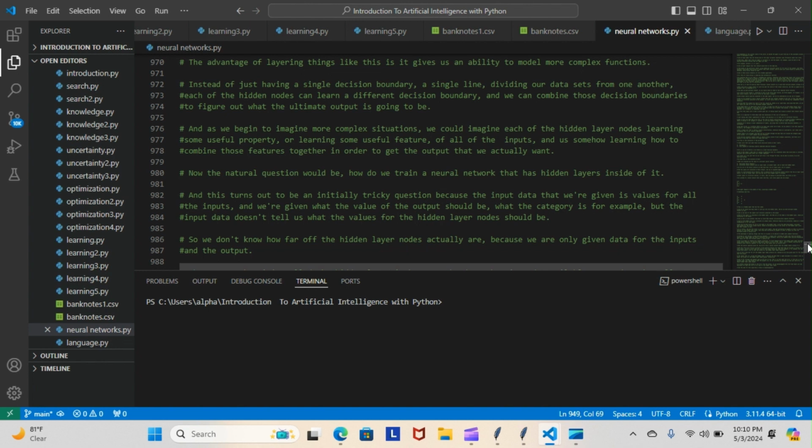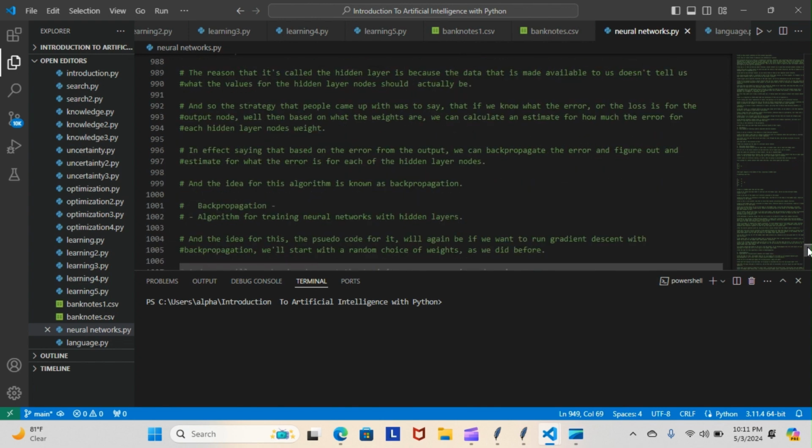Now, the natural question would be, how do we train a neural network that has hidden layers inside of it? And this turns out to be an initially tricky question because the input data that we're given is values for all the inputs, and we're given what the value of the output should be, what the category is, for example, but the input data doesn't tell us what the values for the hidden layer nodes should be. So we don't know how far off the hidden layer nodes actually are because we are only given data for the inputs and the output. The reason that it's called the hidden layer is because the data that is made available to us doesn't tell us what the values for the hidden layer node should actually be.